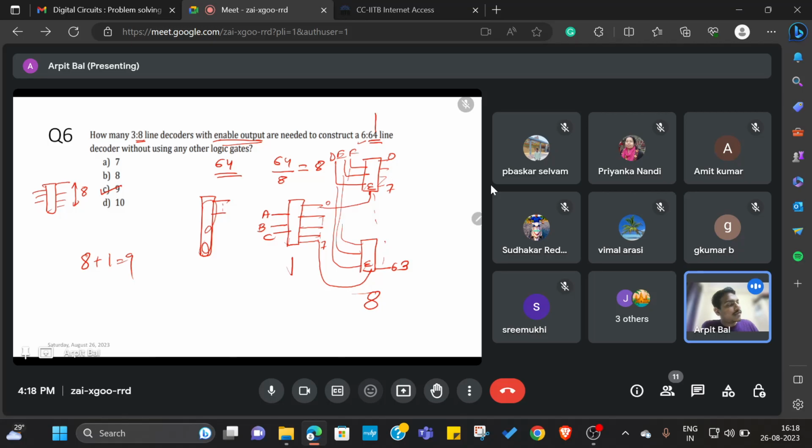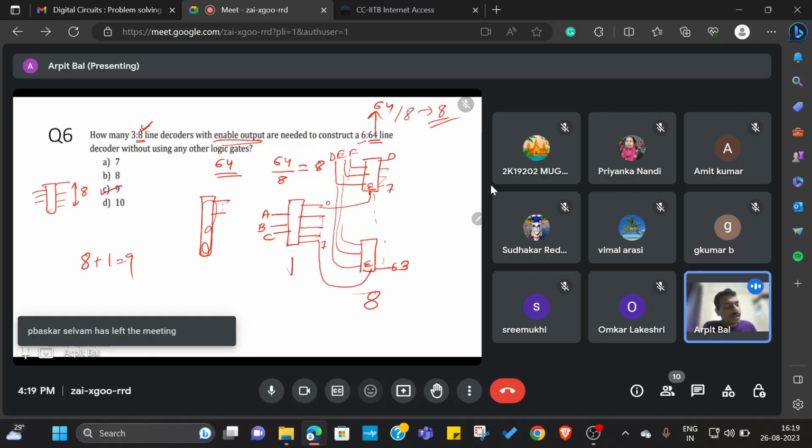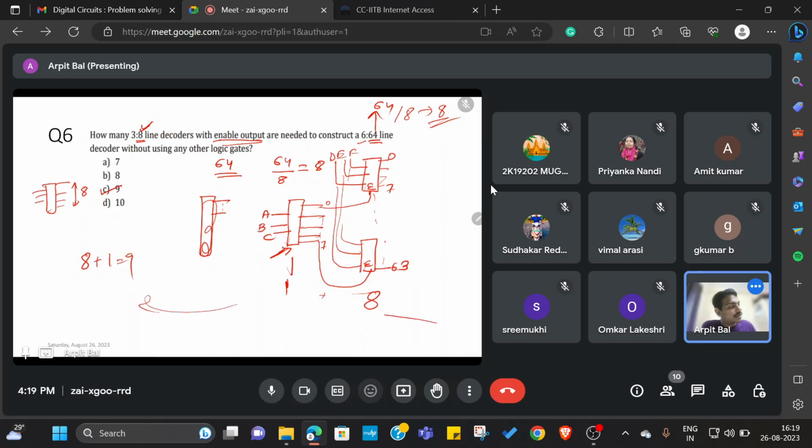So the first thing that we did is, if we need 64 outputs, and if we have 8 outputs available with us, then we do 64 by 8. So how many decoders at the output? We got 8 decoders at the output. And then we also saw how many need to be enabled at a time. So we can use 1 decoder at the input, and 1 plus 8, that was a total of 9 decoders required.